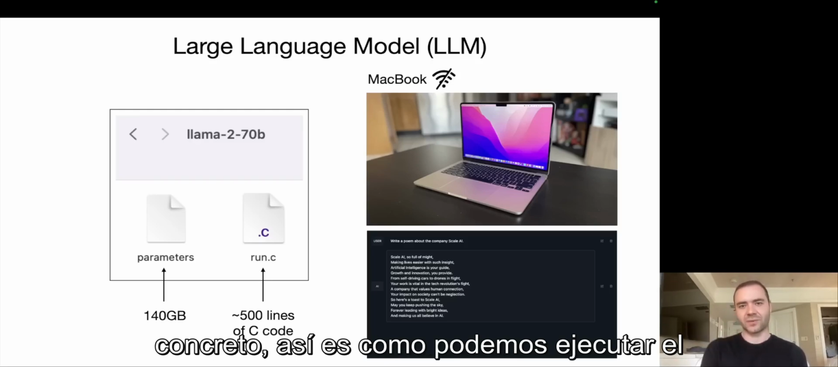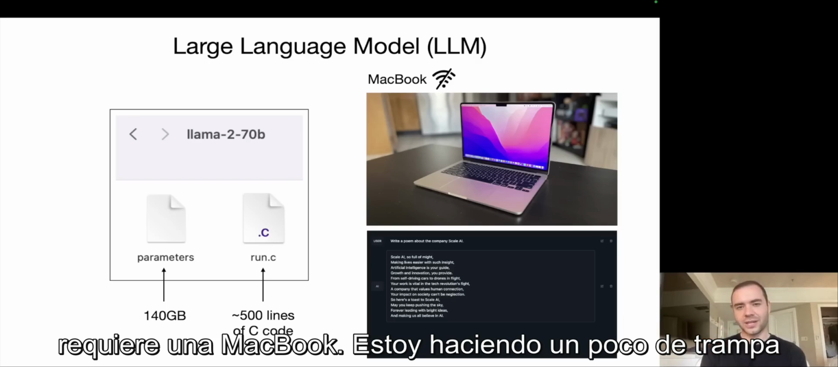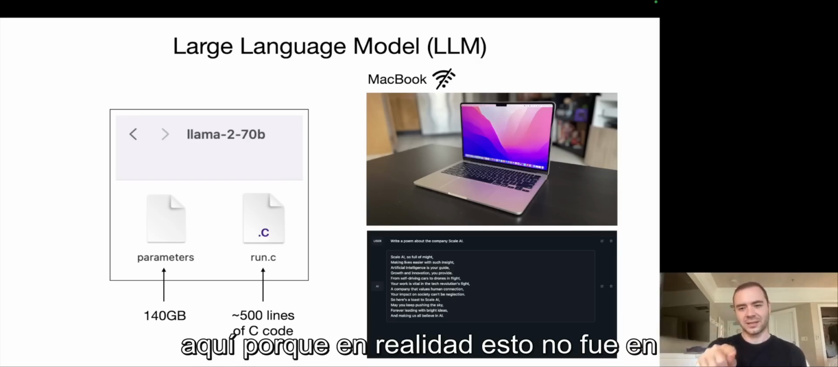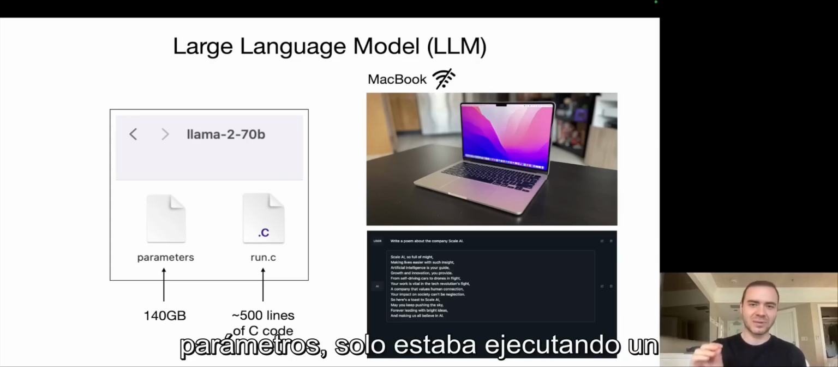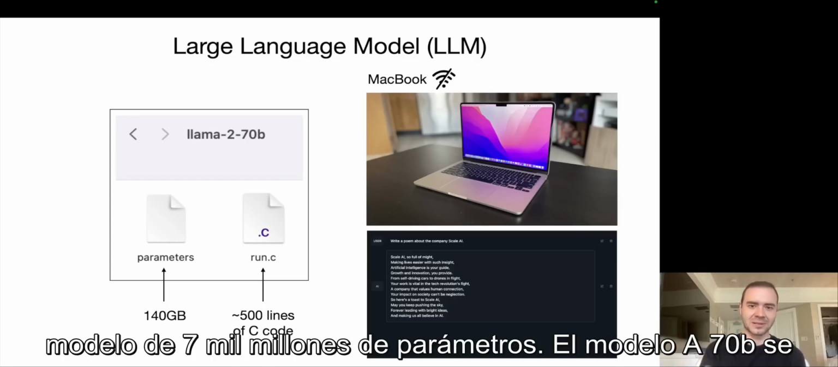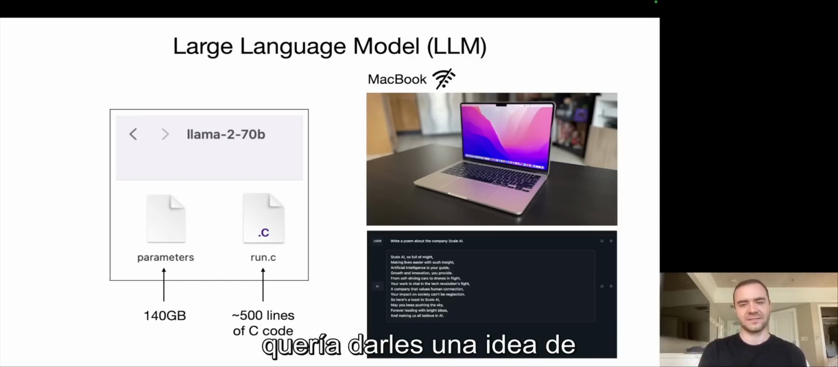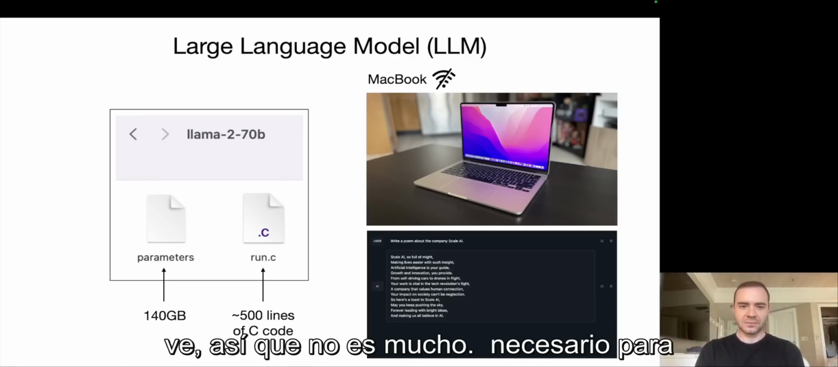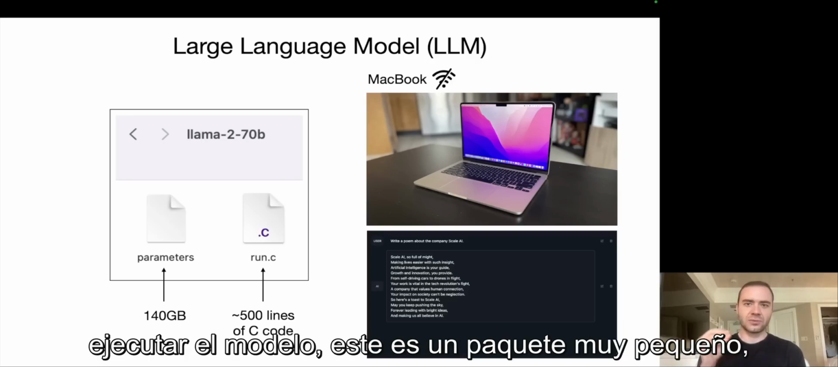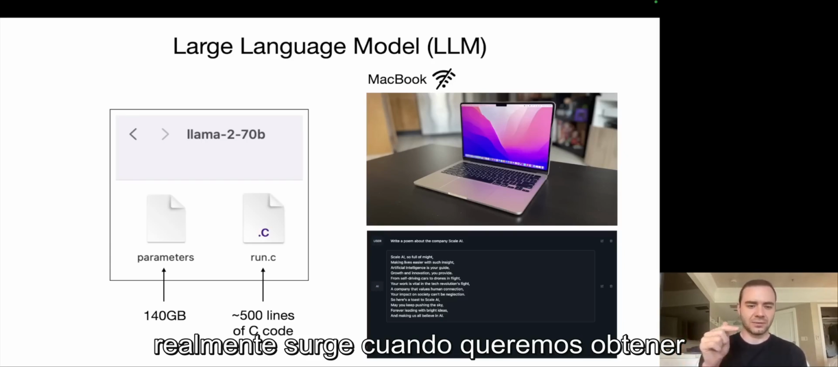So this is how we can run the model. It just requires two files and a MacBook. I'm slightly cheating here because, in terms of the speed of this video, this was not actually running a 70 billion parameter model. It was only running a 7 billion parameter model. A 70B would be running about 10 times slower, but I wanted to give you an idea of the text generation and what that looks like. So not a lot is necessary to run the model. This is a very small package, but the computational complexity really comes in when we'd like to get those parameters.